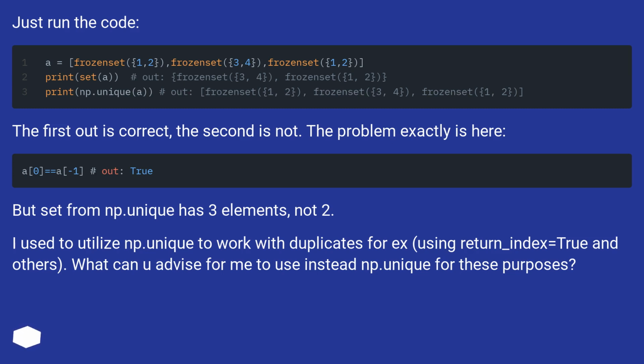I used to utilize np.unique to work with duplicates for x, using return_index equals true and others. What can you advise me to use instead of np.unique for these purposes?